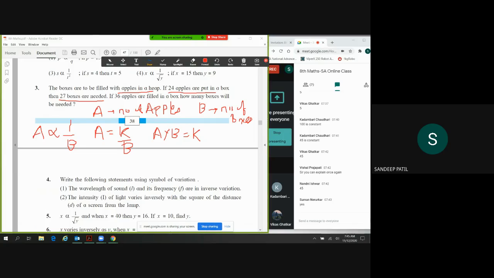So they have given the first case, 24 apples and the number of boxes is 27. Then what is the value of K? Can you write in the chat box? What is the constant here? Why is the answer 48 coming here?